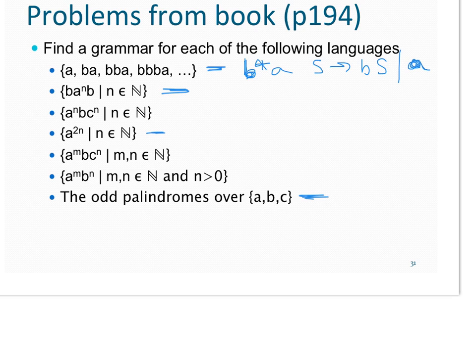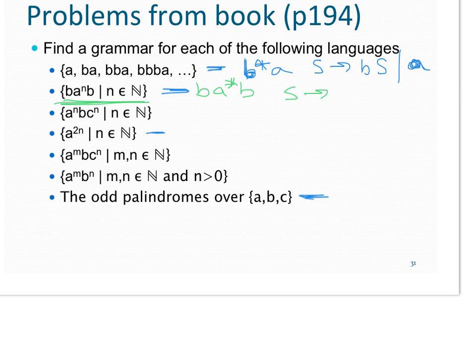This next one, why don't we underline it in green? We'll do this one in green. B, A to the N, B. So it starts and ends with a B, and then it's got 0 or more A's in the middle, right? So another way to write this, if we were just writing it as a regular expression, would be B, A star B, right?